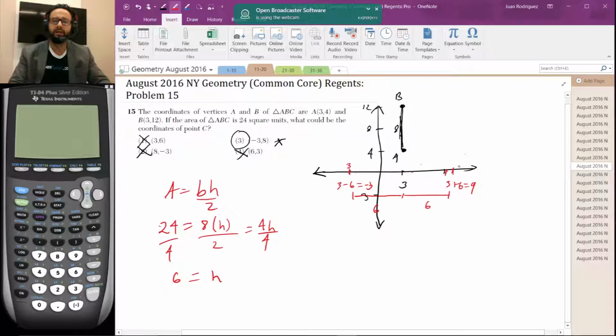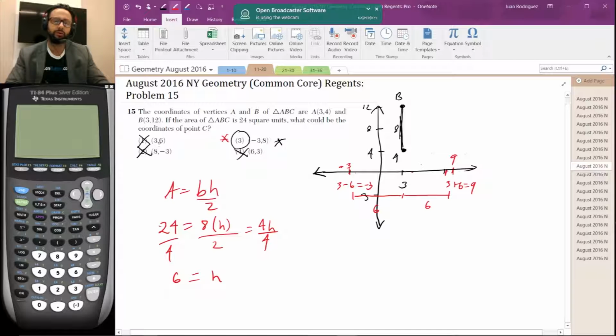So that coordinate is negative 3, and that coordinate is 9. Any point with an x-coordinate of negative 3 or an x-coordinate of 9 is going to be an appropriate answer to this question, and only those points are appropriate. And that's the fact: (-3, 8) is the only one that has that property.